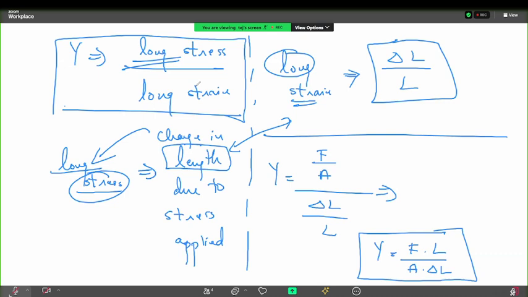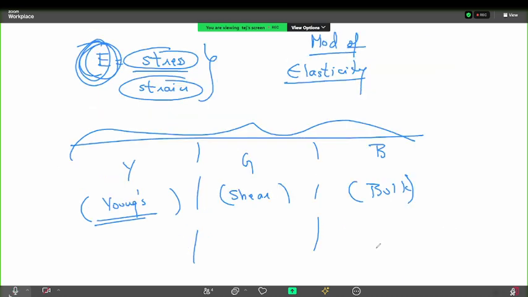So Y is equal to F by A divided by delta L by L. Apply 10th standard logic: flip it, and you will get the answer for longitudinal stress. So, sorry, Young's modulus done.